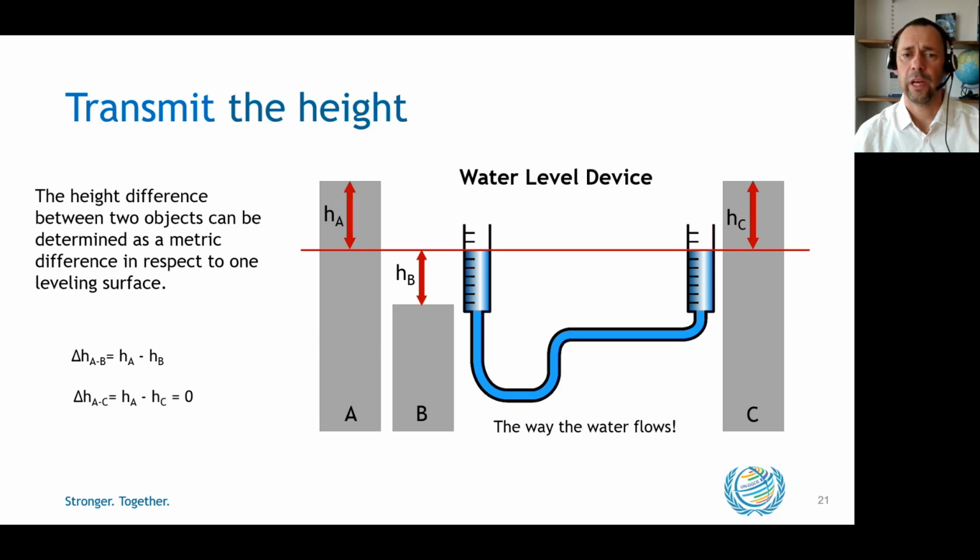The easiest way to establish a leveling reference is the use of the water level device, where two glass vessels are connected with a hose. Filled with water, this simple system establishes a physical level of the same height. The distances to this reference level allow us to determine the vertical distance between the objects at different places.